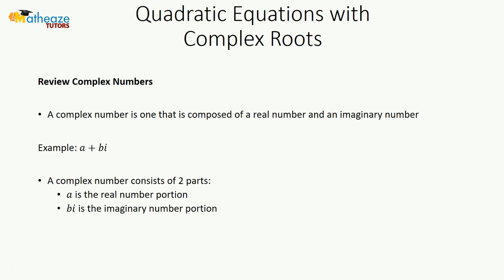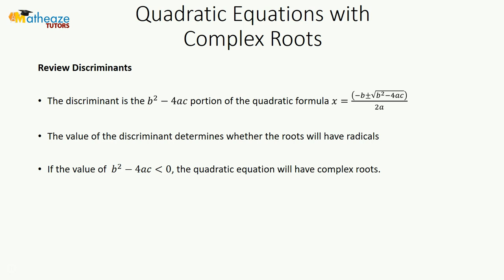It's written in the form a plus bi, where a is the real number portion and bi represents the imaginary number portion. Now when we go to discriminants, the discriminant is the b squared minus 4ac portion of the quadratic formula. The importance of the discriminant is that it helps determine whether the roots will have radicals or complex roots. And if the value of b squared minus 4ac is less than 0, you know you have complex roots.